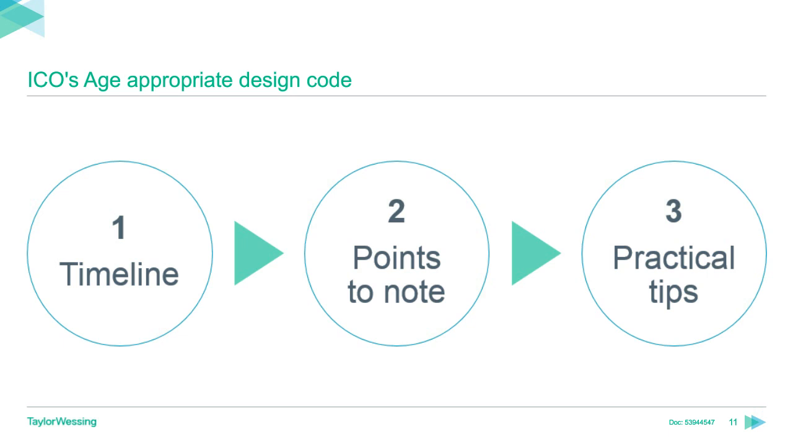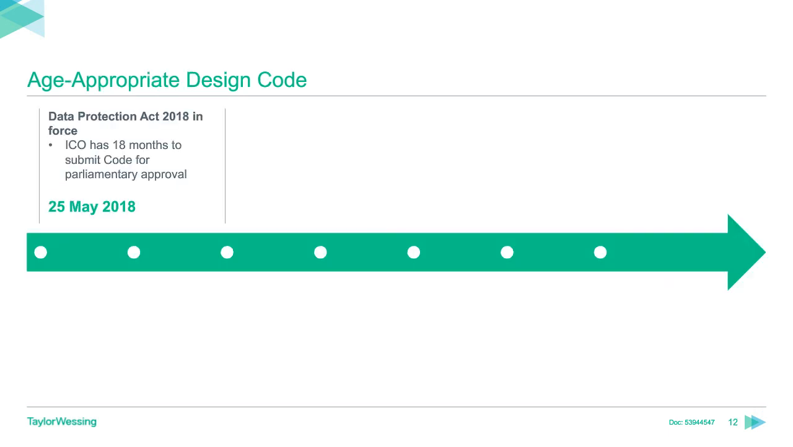So if we begin with our timeline, I think we all know that last year, 25th of May 2018, the GDPR came into force. As Debbie mentioned, it recognised children's need for protection in particular, but didn't go into a huge amount of detail as to how to provide this. However, it does envision member states introducing their own codes of practice to supplement it. The Data Protection Act 2018, the DPA, came into force on the same day and supplements the GDPR.